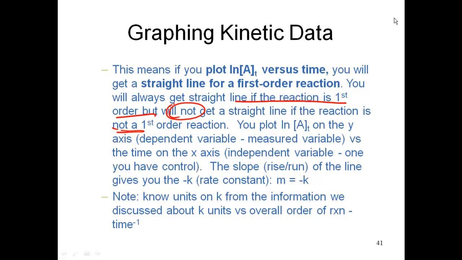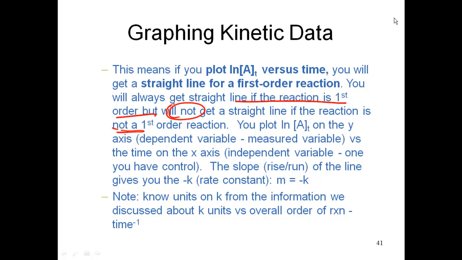You plot natural log of A on the y-axis because that's your dependent variable. That's the one that we're measuring. Versus time on your x-axis, which is your independent variable. That's the one you have control of. We're setting what time we're going to check the concentration. The slope, you may recall, that's rise over run of the line, gives you the K. And in fact, it's the negative K, based on the negative slope in the first order integrated rate equation.